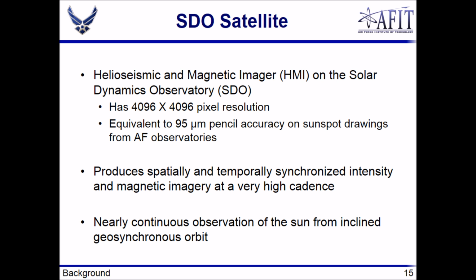The HMI produces spatially and temporally synchronized images that come out at a really high cadence. So this is exactly what we're looking for in our automated process. And this gives us practically continuous observation of the sun from its inclined geosynchronous orbit. So this is exactly what we need.